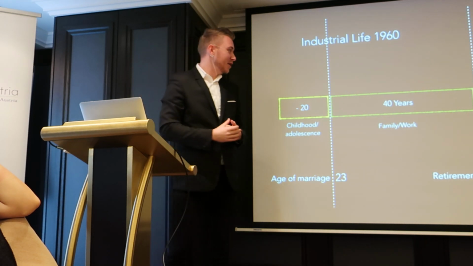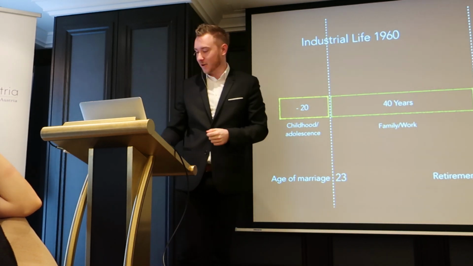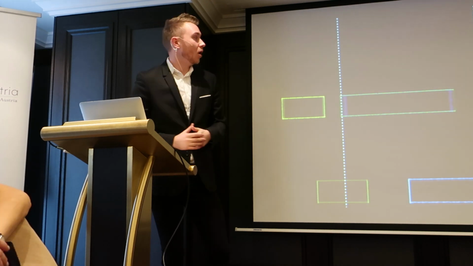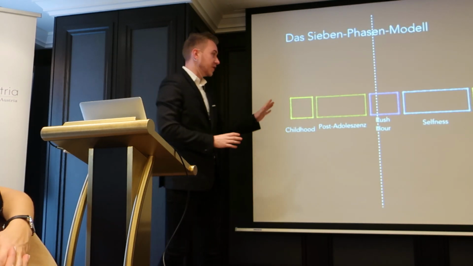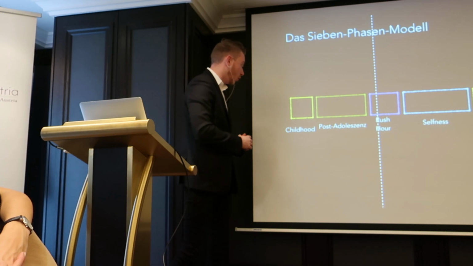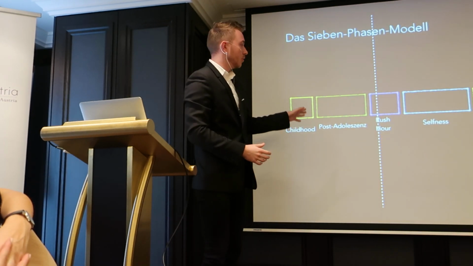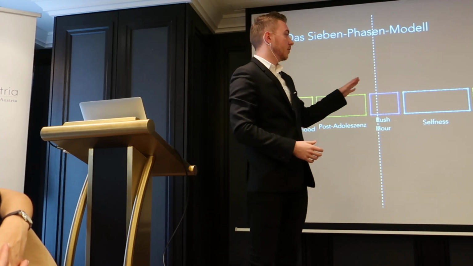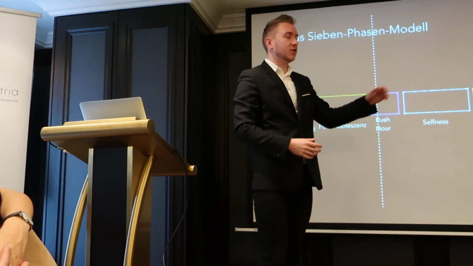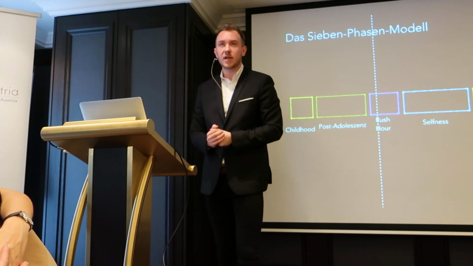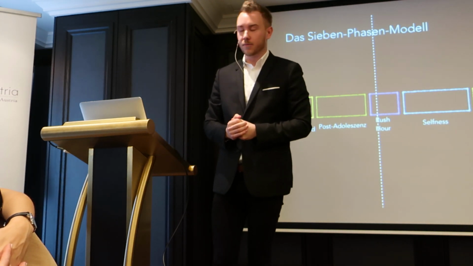Which, as you may know, isn't very accurate anymore. The new life models look a lot more like this. This is a 7-phase model. You could even argue that there's more. And you can see it is more differentiated. So we go from childhood to post-adolescence, rush hour, selfness, maturation, and I think we can all agree in the end we wish to get to wisdom.